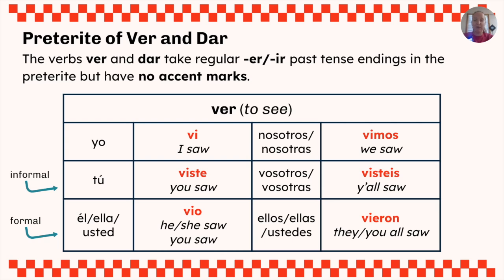So let's look at ver first. Ver means to see. So in the yo form, we have vi. In the tú form, we have viste. In the él, ella, usted form, we have vio. In the nosotros, nosotras form, we have vimos. Vosotros, vosotras, visteis. And ellos, ellas, ustedes, vieron.